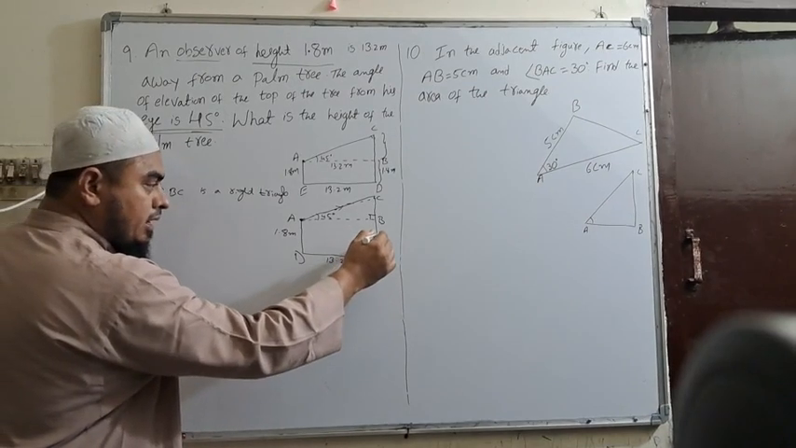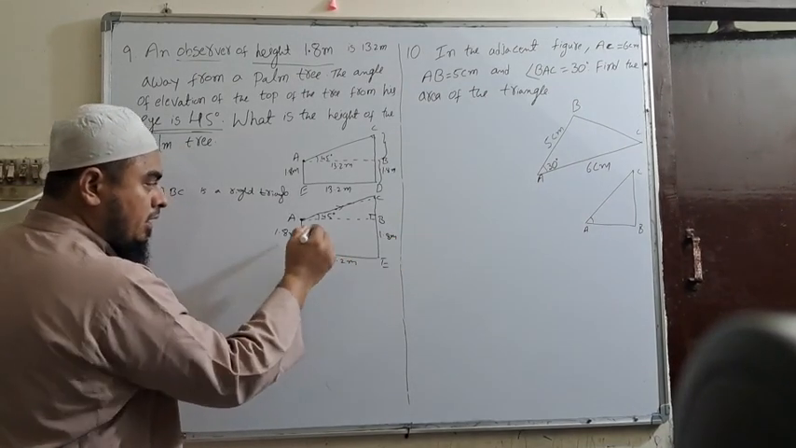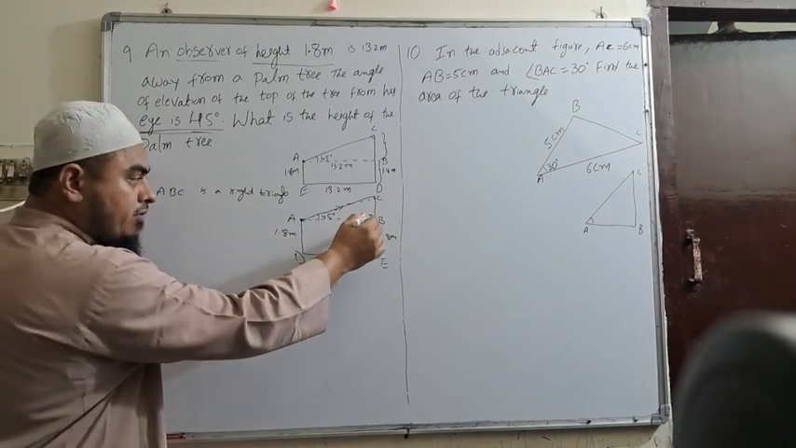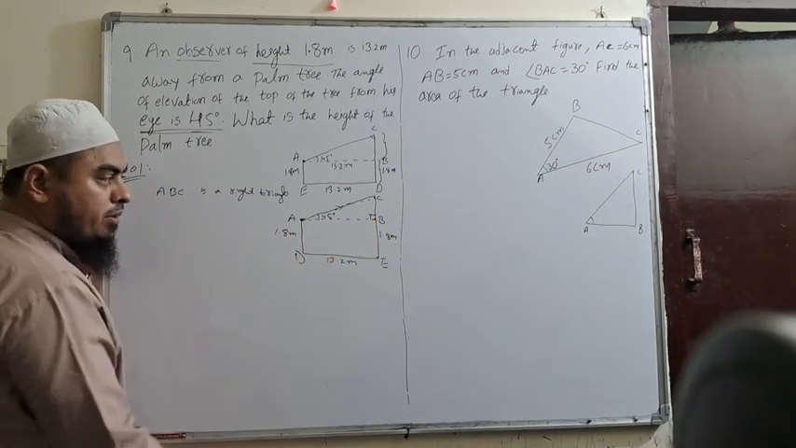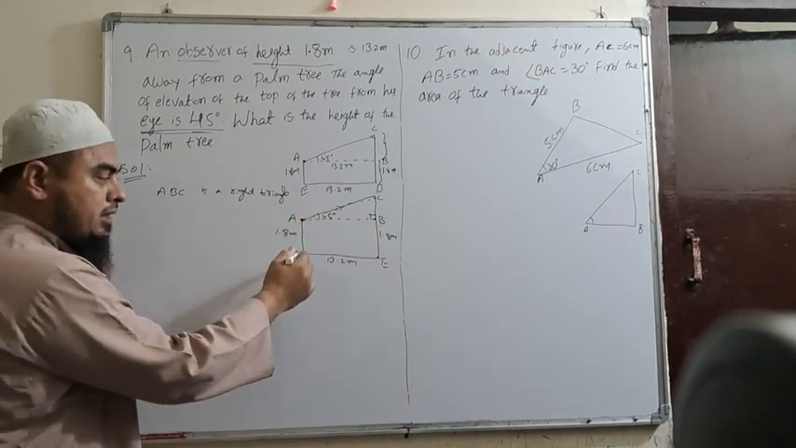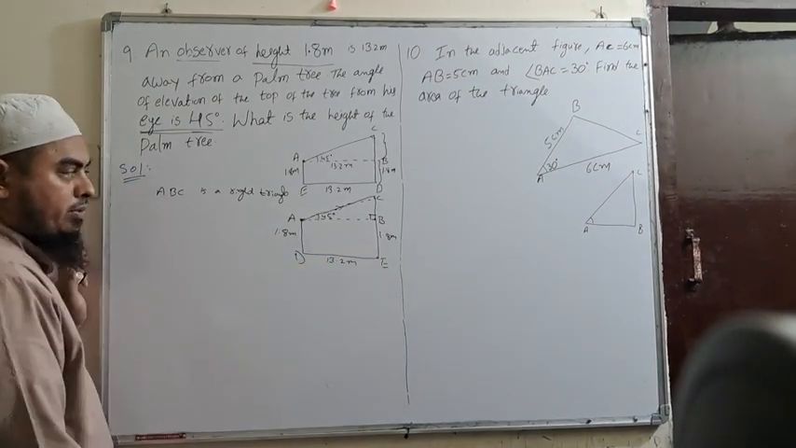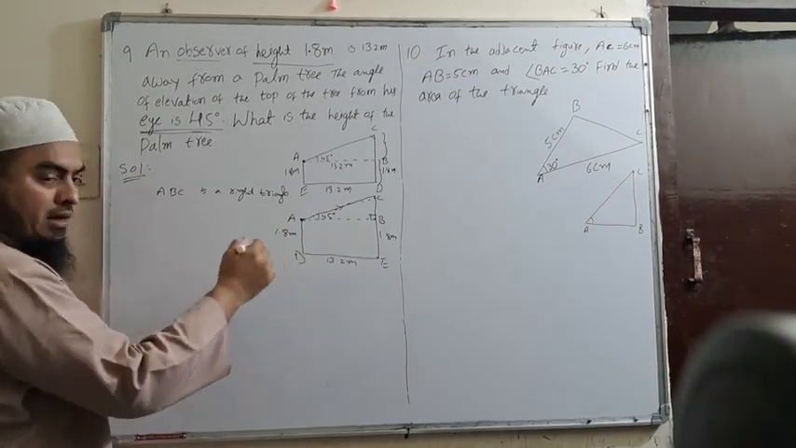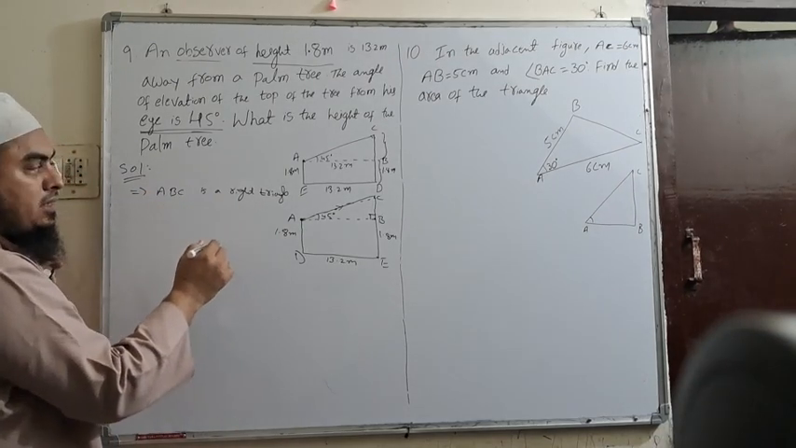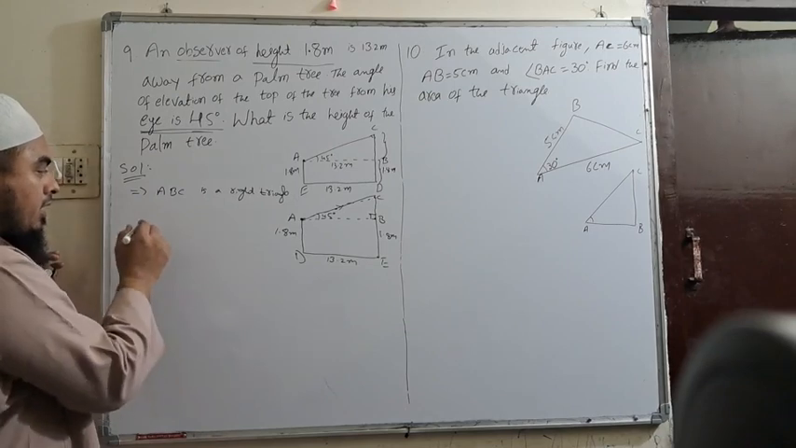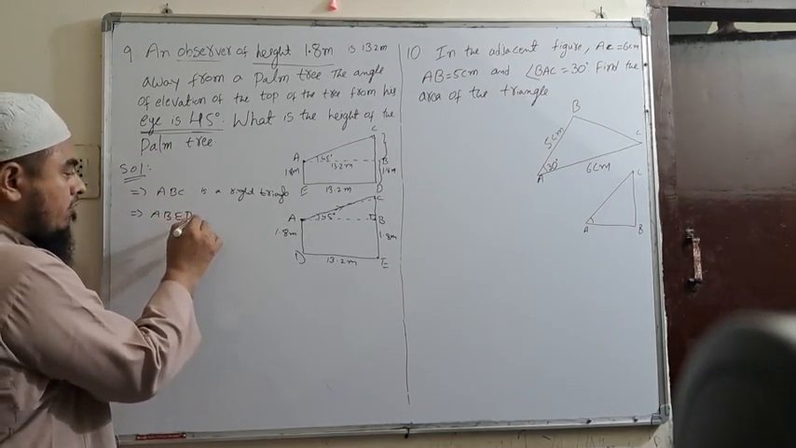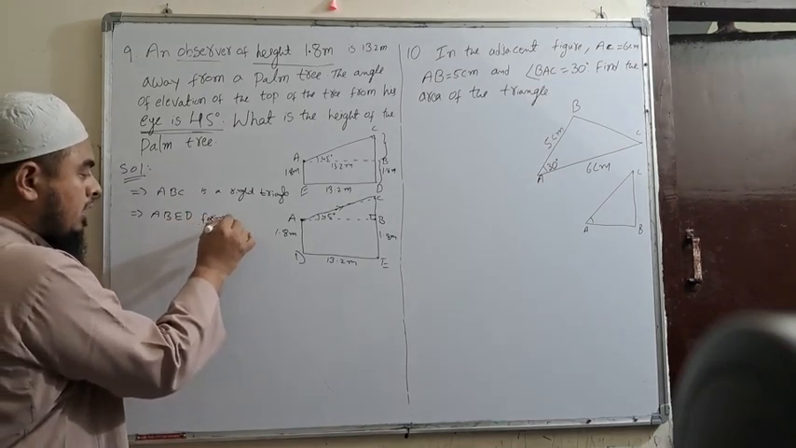ABED forms a rectangle, and the height of this person is 1.8 meters, that is AD, and BE is also 1.8 meters, both are parallel to each other, AD and BE. Similarly DE is parallel to AB. So ABED forms a rectangle. ABC forms a right angle triangle, and ABED forms a rectangle.